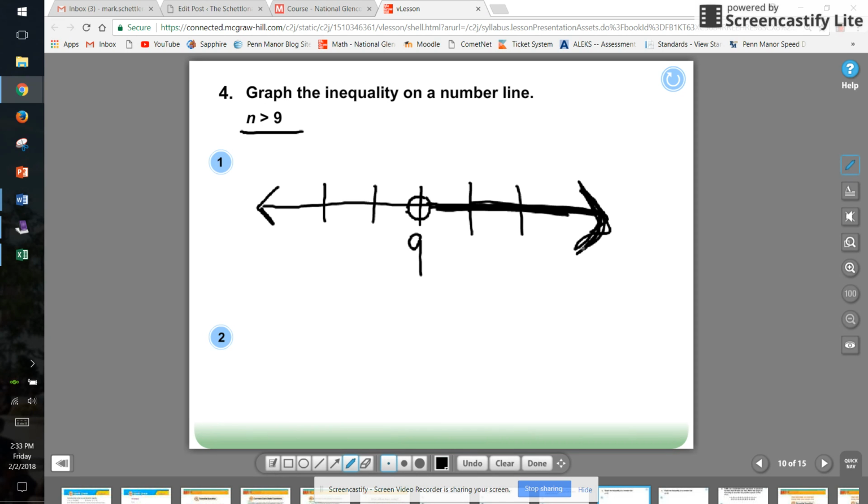Also, take a look at this. I'm going to write a little bit bigger. It says n is greater than 9. As long as the variable is on the left here, that arrow is pointing the same direction that I want to go on the number line. Just a little helpful hint.